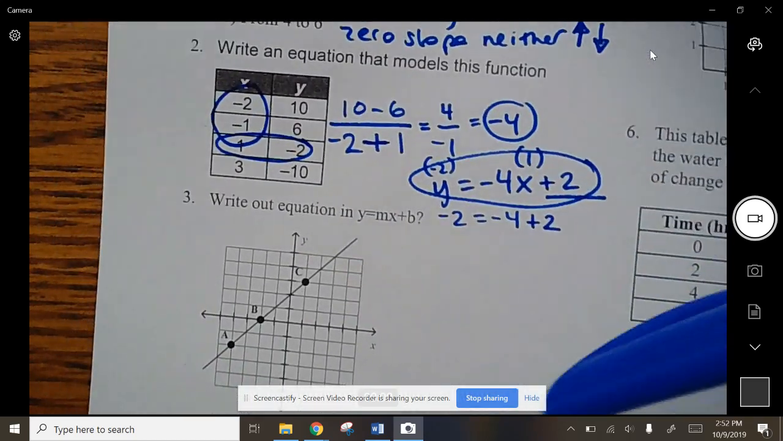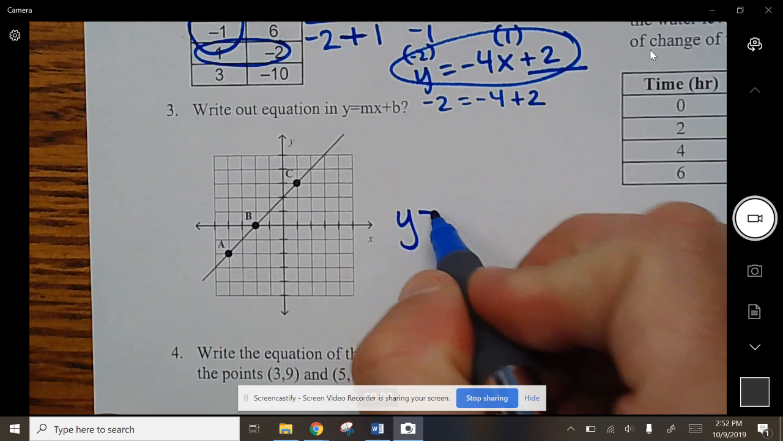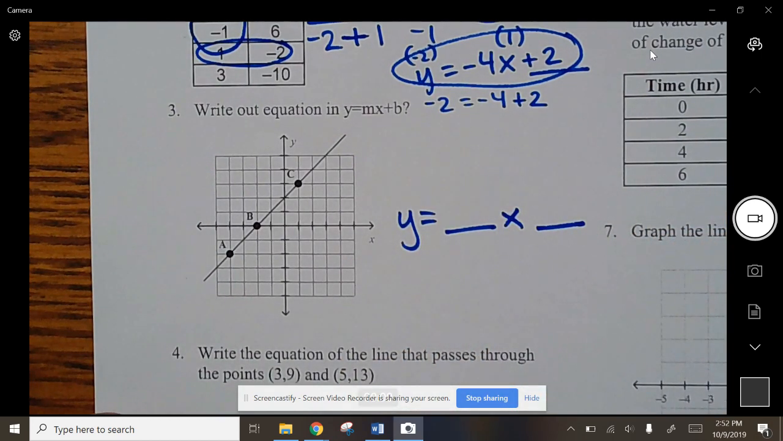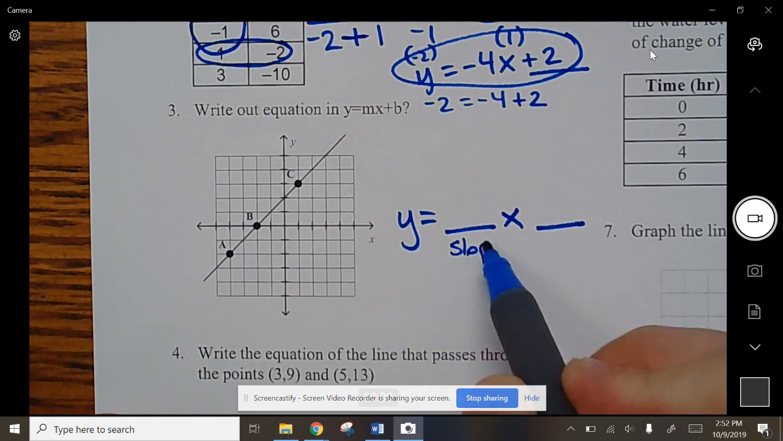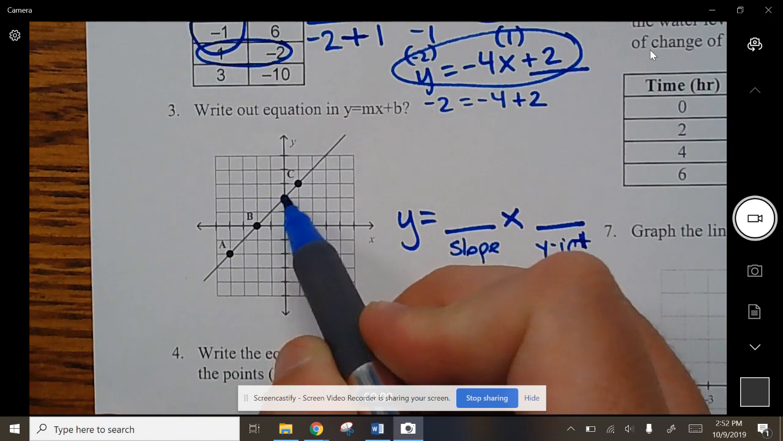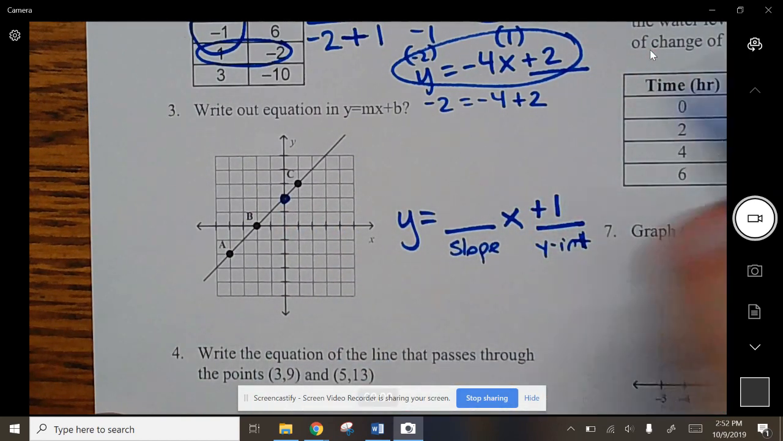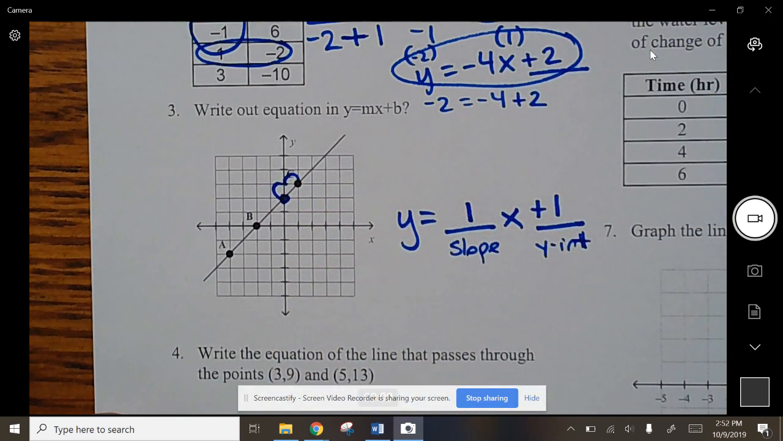Number 3, you're going to see about 3 times on the benchmark. You need to make sure you know how to write out the equation properly. And every linear equation is going to have your y and your x. Your slope's going to go here, and you know this, and then your y-intercept. Okay? Y-intercept, where does it cross the y-axis? At plus 1. Okay? Then you're going to rise 1 and run 1, and your slope is 1.